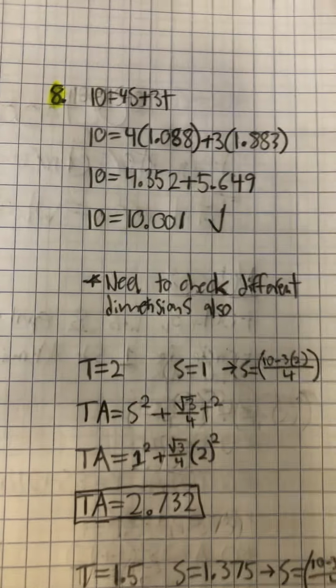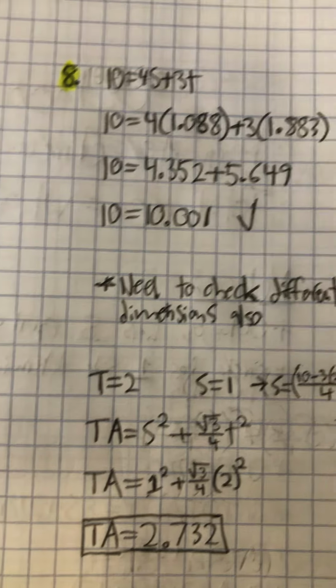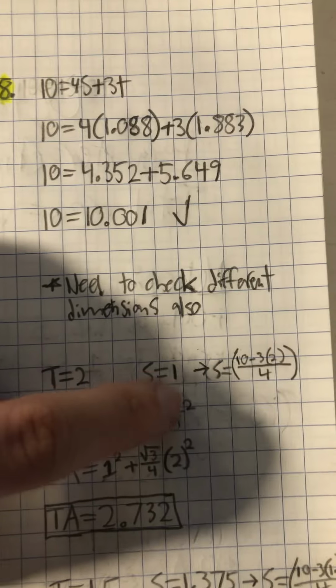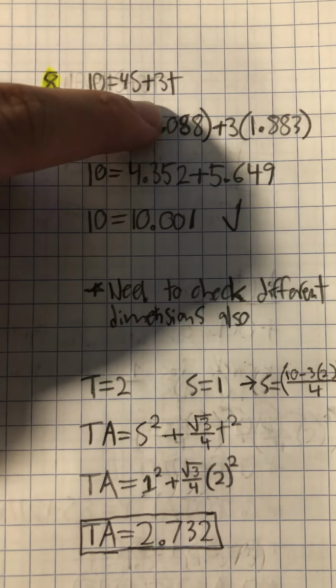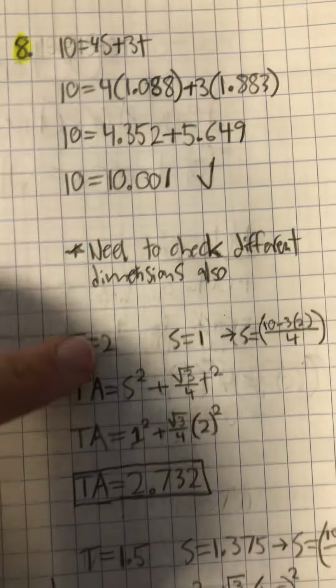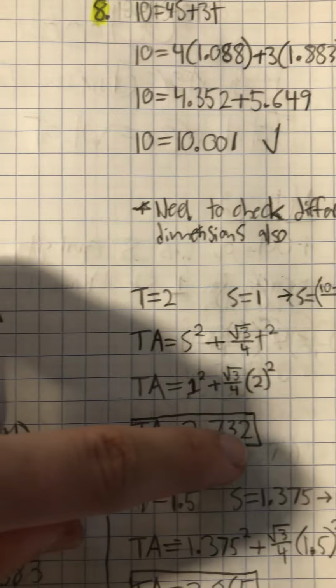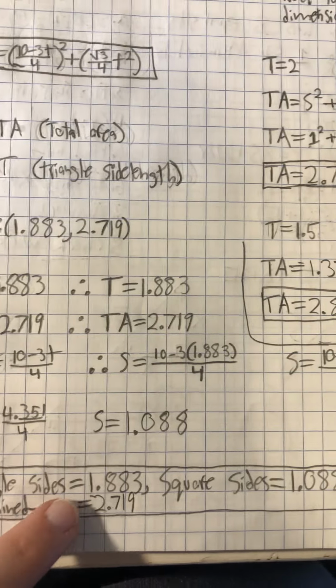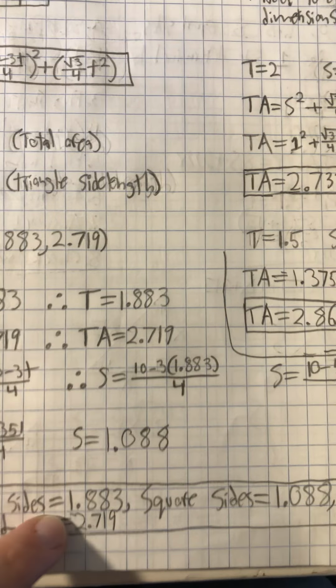Okay, now we're going to check an upper bound, right? Our triangle side length is 1.883. What if it was 2, which is a little higher? Then the square side length would be 1, which is a little lower. We did the math. Total area is 2.732, which is higher than 2.719. So we still have the minimum answer.